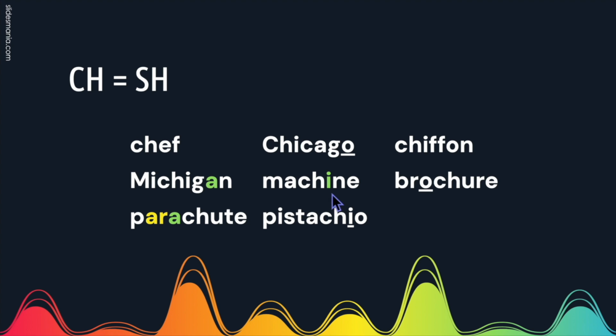In this word, the I is going to sound like a long E. Machine. Brochure. Parachute. Notice the AR is followed by another vowel, so it says air instead of R, and this A schwas, it takes on the muffled sound. Pistachio. I, when followed by an O, usually has a long E sound, so we have EO. Pistachio. That is a type of nut.